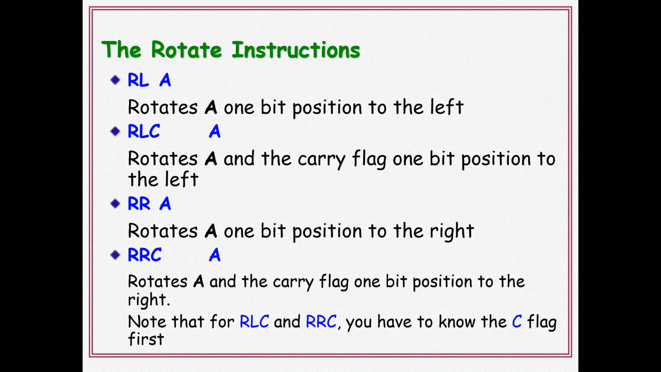First one, RL, indicates rotate left. Here it rotates A 1 bit position to the left, or else RLC A rotates the accumulator and the carry flag 1 bit position to the left, or RR A rotates A 1 bit position to the right, or RRC A rotates the accumulator and the carry flag 1 bit position to the right. Note that for RLC or RRC, you have to know the carry flag first.